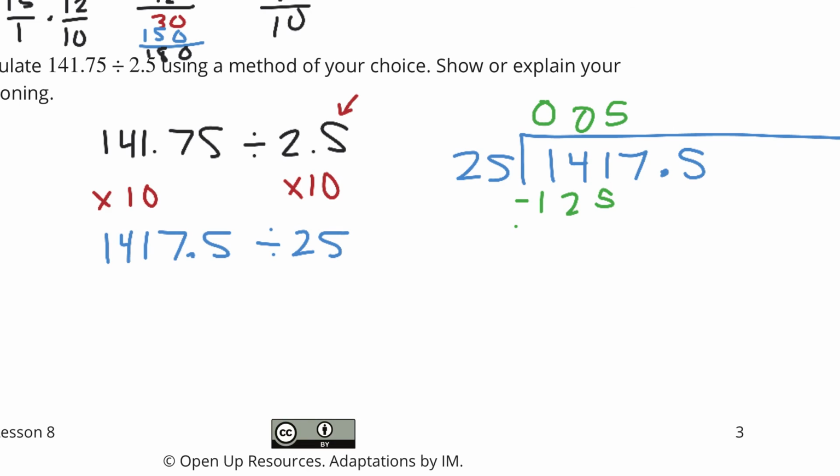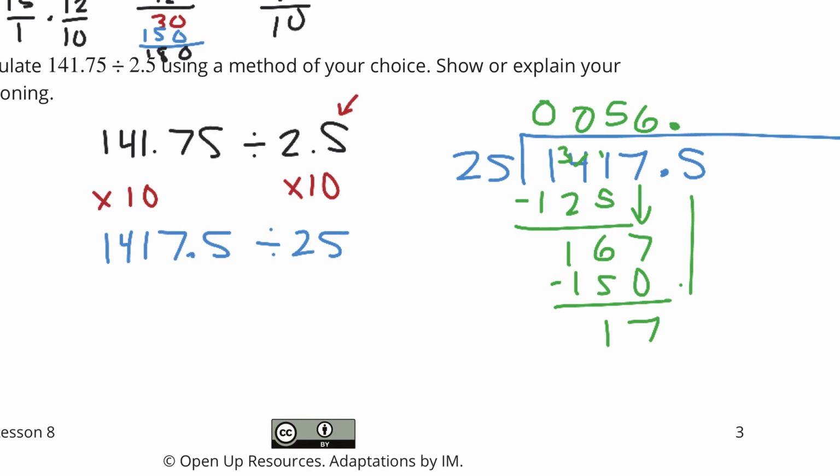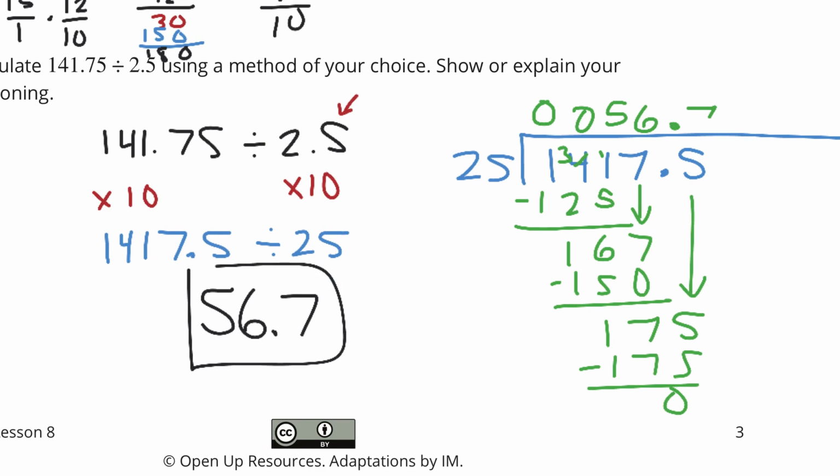Subtract away the 125 and we get a 6 and a 1. Bring down the 7. And this time we can go 25 more to get to 150, so that's a 6. Subtracting away the 150, we're left with a 7, a 1. Bring down the 5 and go 1 more to get to 175. Hey, it works. 7 times 25 is 175. We're not left with anything. So 56 and 7/10 is our solution here.